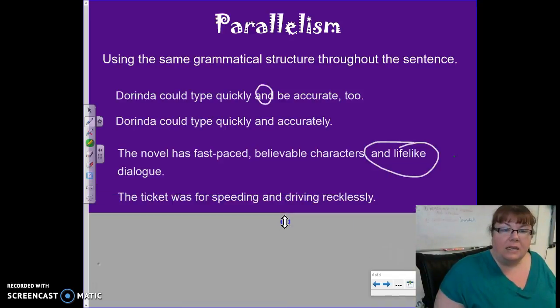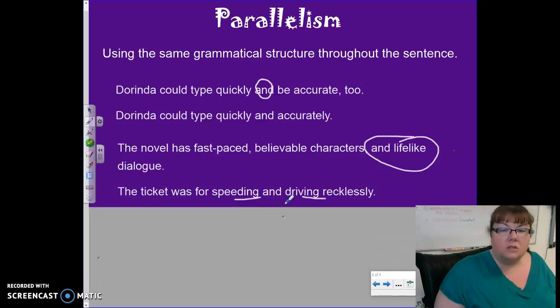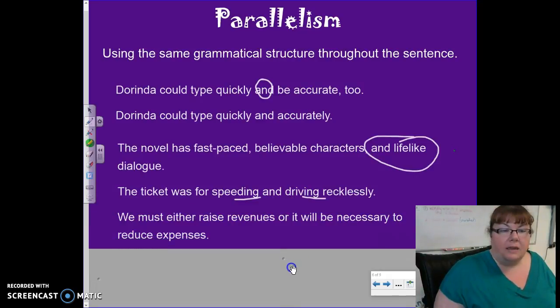Now looking at the next one, the ticket was for speeding and driving recklessly. Is it correct? Yes, because they both have the same form here. They both have the same -ing ending. They're both written in the same idea. Recklessly goes back to both speeding and driving. So it is parallel in structure. Okay, the next one.